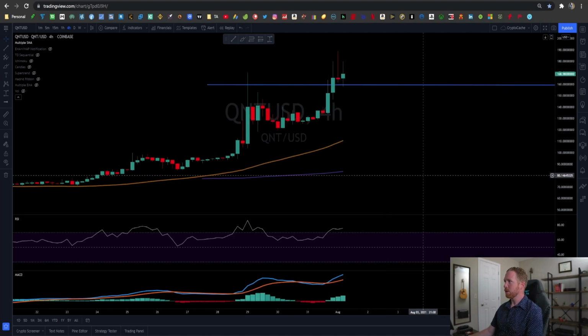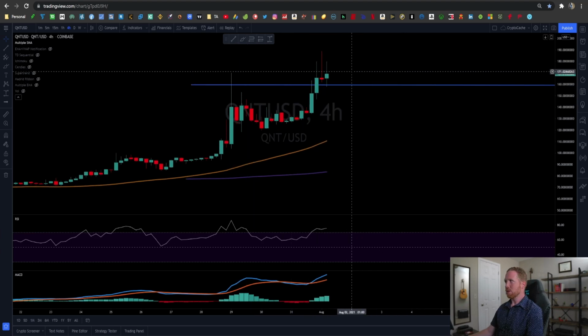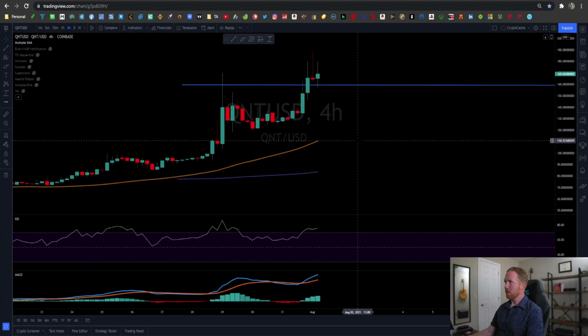Pretty standard for the situation. RSI is overextended as well, but it's not as crazy as the one-day chart. So this is a good indication of the fact that we should see some sideways action for a little while, especially with these candlesticks here.